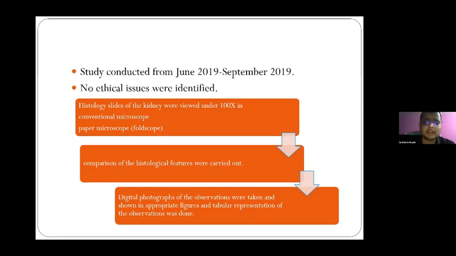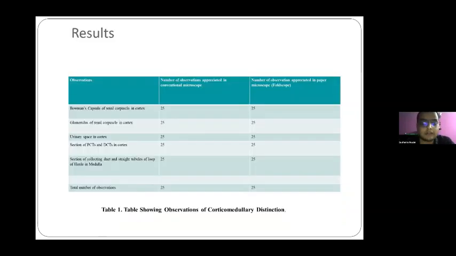The digital photographs of the observations were taken with the help of a mobile phone, and the appropriate figures and tabular representations of the observations were made. First of all, we carried out the observations. The total number of samples selected for the study was 25.